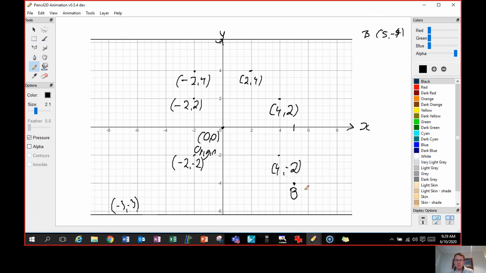Probably doesn't hurt to do that. I've written the letter B still, just to do that. And I'm going to write the coordinates anyway: 5, negative 4. Keep on clicking my pen, sorry about that. Negative 4. There we go. Okay, so that's how we get the coordinate planes.